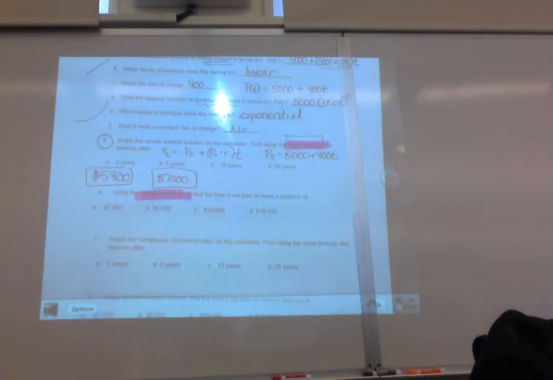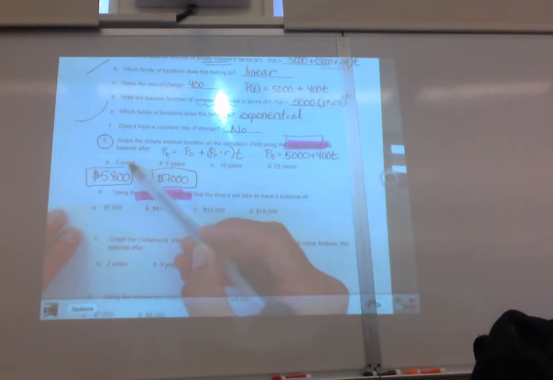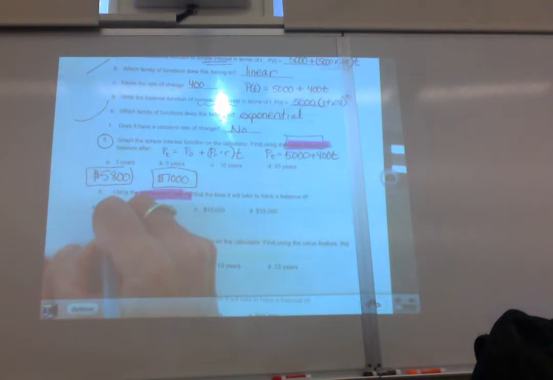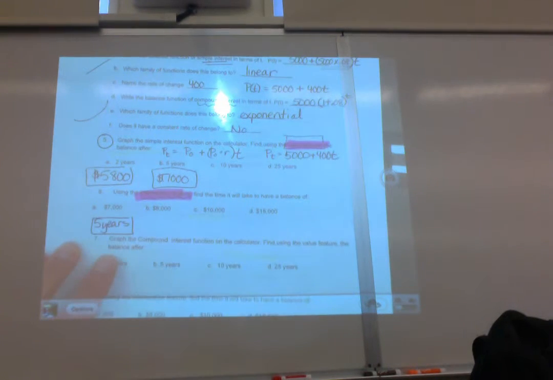Okay, now, in the last problem, they gave you years, and that was an X. Now they're giving you an amount of money, and now you need to find years. But look at the first one, it's 7,000. I've seen that before. It's 5 years.